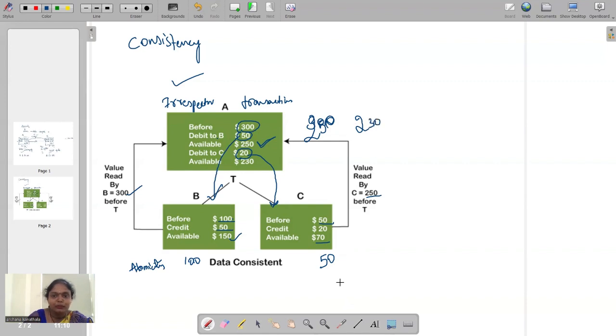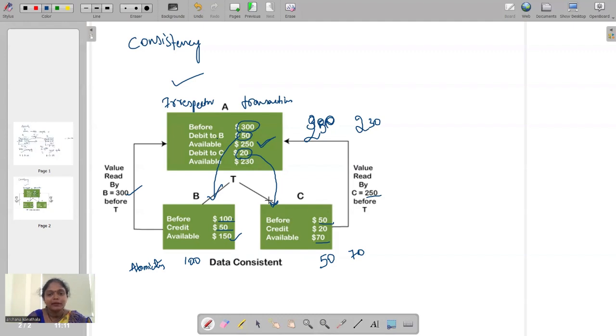Or 230 should be reflected and 70 should be reflected. Clear? So in this manner, the updations should be done properly. Only then we will be able to achieve consistency of the data. At any point of time, the data should be in consistent nature. Only then the further operations can be implemented upon the data.